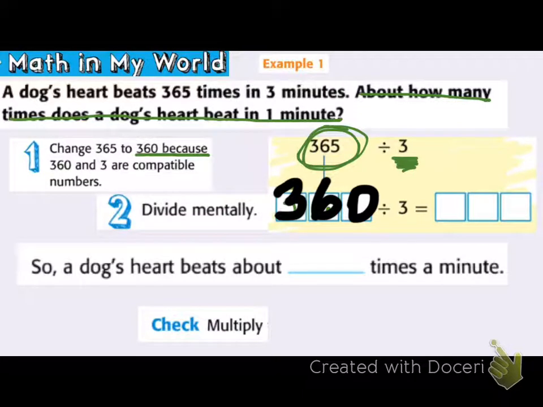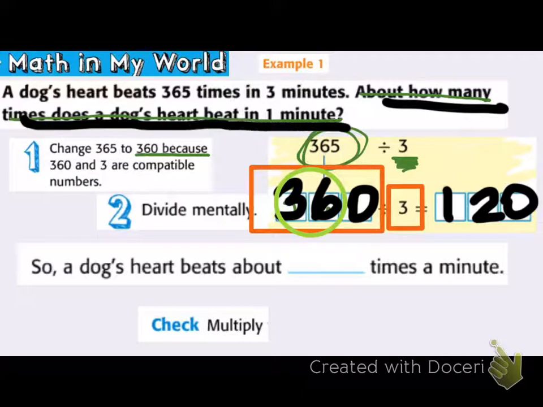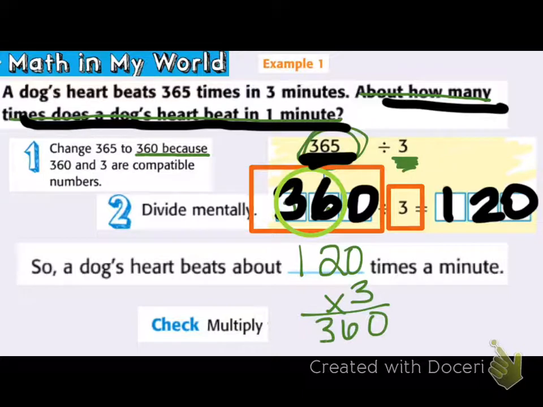Step 1, estimate. Step 2 is to divide. Well, I can divide 3 into 360. I'm going to start with 36. 3 goes into 36 12 times. And then I can go ahead and do my pattern or add that 0, my mental math. And I'm going to think about the answer. Is it reasonable? How many times does a dog's heart beat in 1 minute? Well, if it's 365 in 3 minutes, 120 times 3 does give me 360. So 120 every minute makes sense. It's reasonable. Let's try the next one.